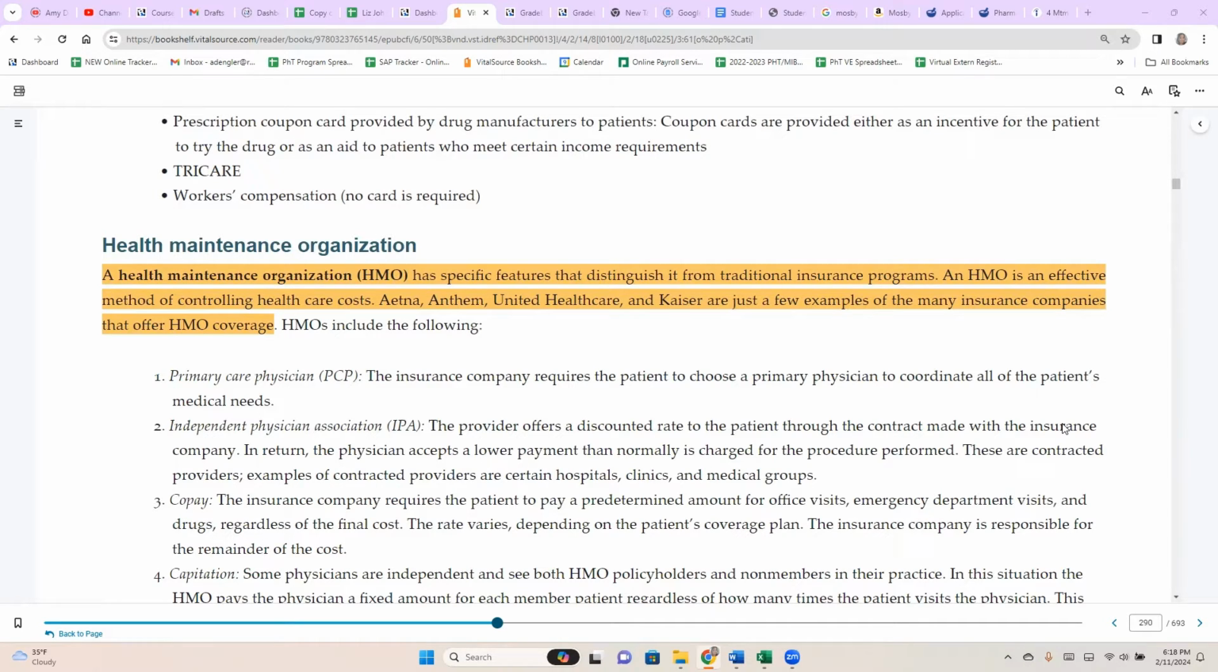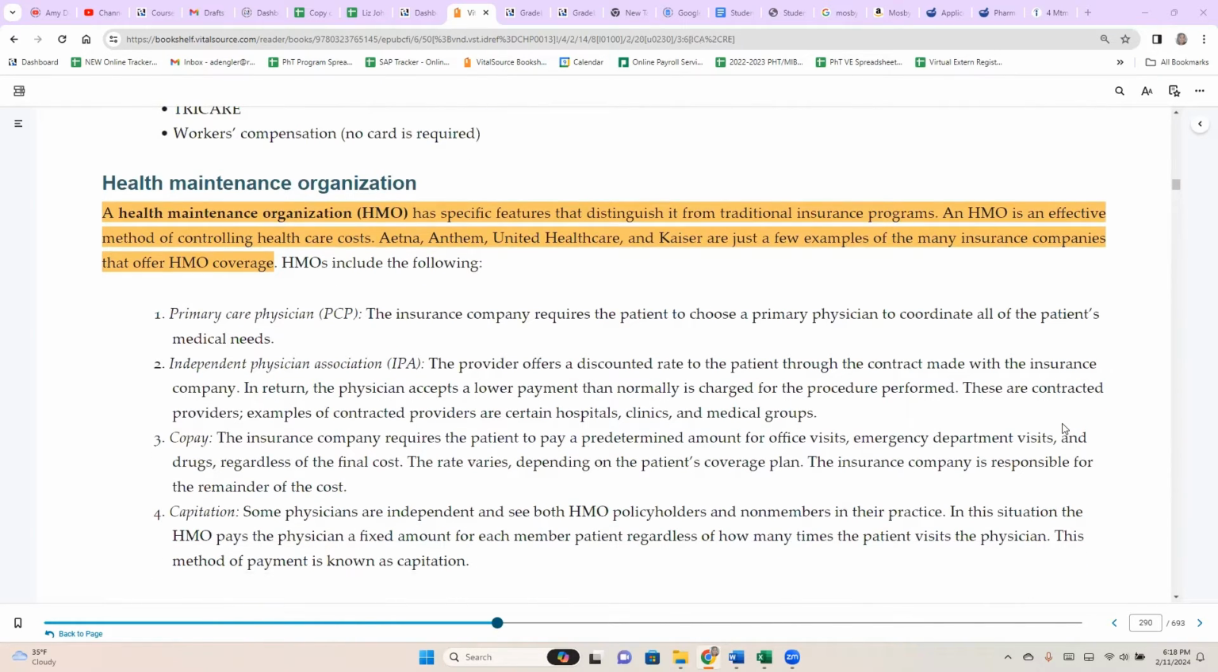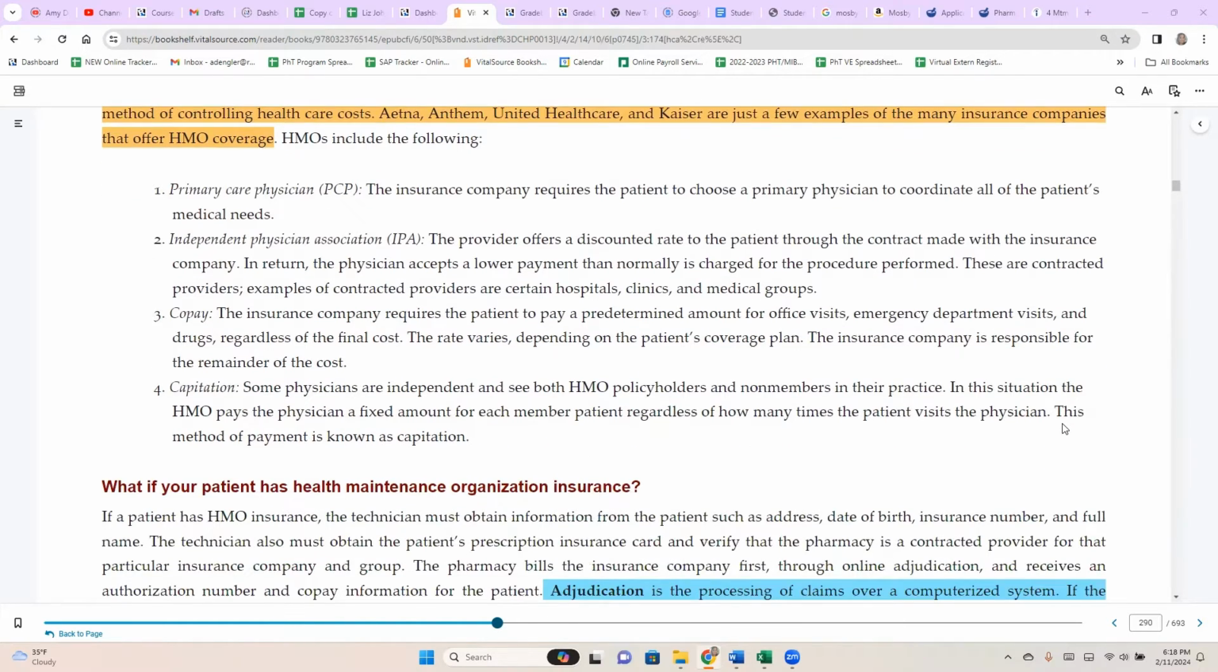A health maintenance organization has specific features that distinguish it from traditional insurance programs. An HMO is an effective method of controlling healthcare costs. Aetna, Anthem, United Healthcare, and Kaiser are just a few examples of the many insurance companies that offer HMO coverage. Usually with an HMO, you have to use your primary care physician for everything. If you need to see a specialist, usually they have to forward that request out, and things like that.